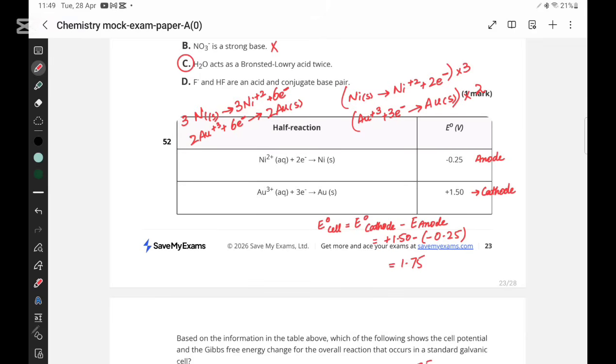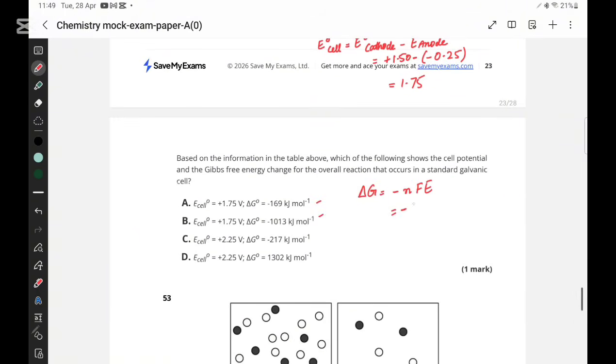So we have how many electrons after balancing? 6 electrons. So 6 I am going to put here. Faraday's constant is 96,500. E naught of the cell is 1.75, and the answer will come out to be in joules. That is minus 1,013,000 joules. And when you are going to convert it into kilojoules, divide by 1000, minus 1013 kilojoules per mole.